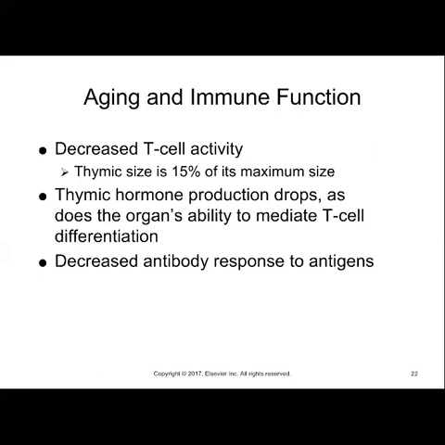And then on the opposite end, there's aging and immune function. As you start to get older from the fetus, your immune system gets better. But as the person ages, the immune system tends to decrease in activity. As a person ages, there is decreased T cell activity. Their thymus gets smaller, an 85% reduction in size, so it's less able to mature T cells. Thymic hormone production drops, as does the organ's ability to mediate differentiation. And there's also a decreased antibody response to antigens.